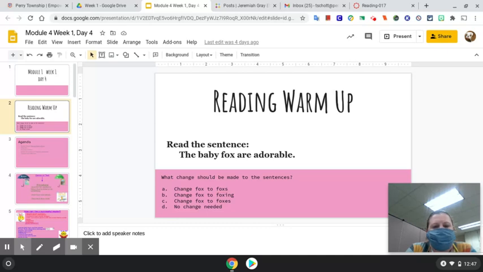If you chose C, change fox to foxes, you are correct. It should read, the baby foxes are adorable. We know that if a word ends in X, instead of adding S to make it plural, we add ES. So if a word ends in X, we add ES to make it plural.